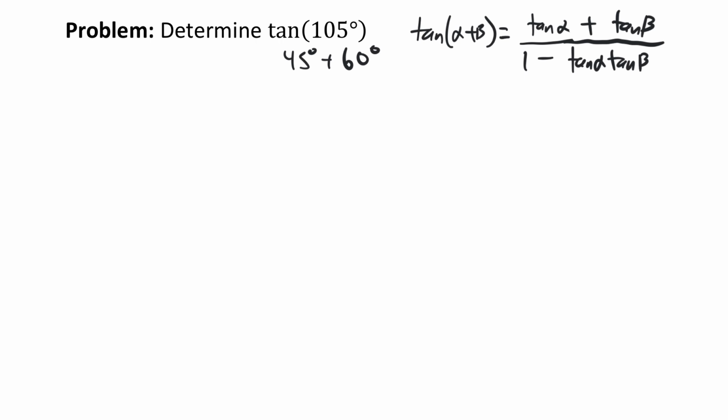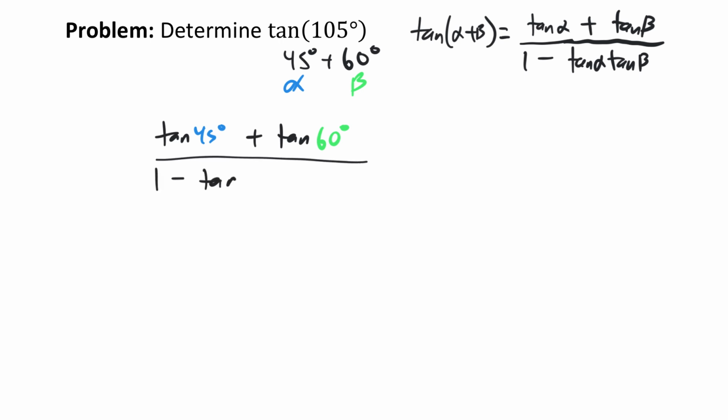Let's go ahead and see. We've got this as our alpha, this as our beta. So that means we should have tan 45 plus tan 60 divided by 1 minus tan and tan. One of them gets a 45, one of them gets a 60. All right, so this is what tan of 105 equals.